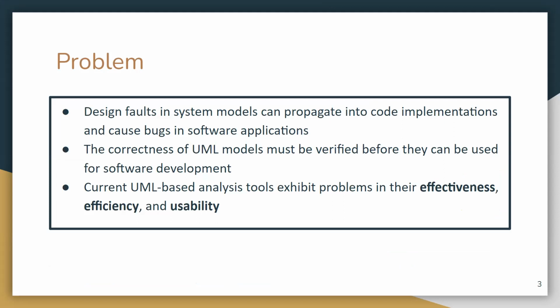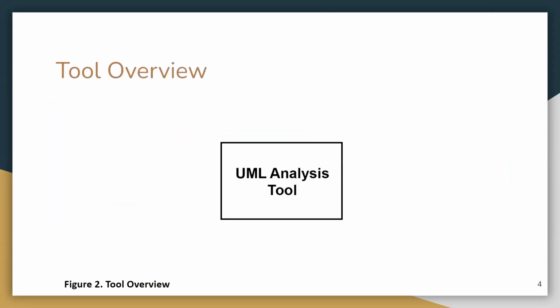Although tools exist for validating and verifying the correctness of UML models, current UML-based analysis tools exhibit problems in their effectiveness, efficiency, and usability. Therefore, the objective of our research is to produce a UML-based analysis tool that is effective, efficient, and usable. As a result of our work, we have produced a working version of the tool. This is an overview of the functionality of the tool.